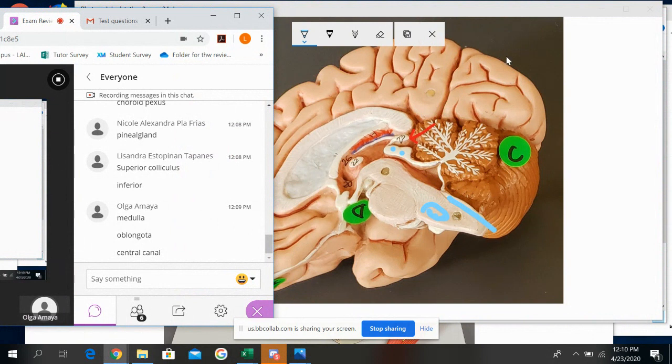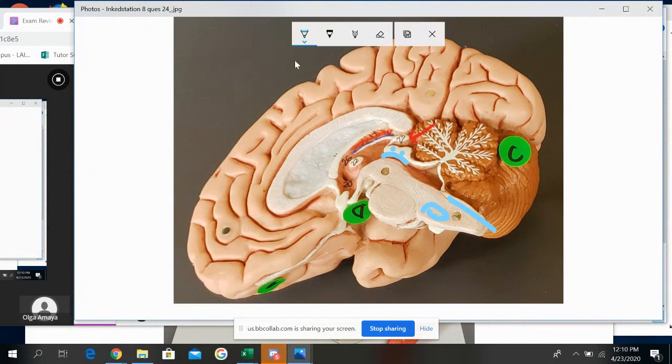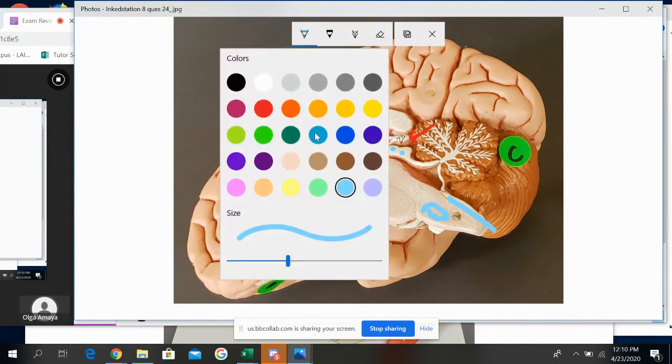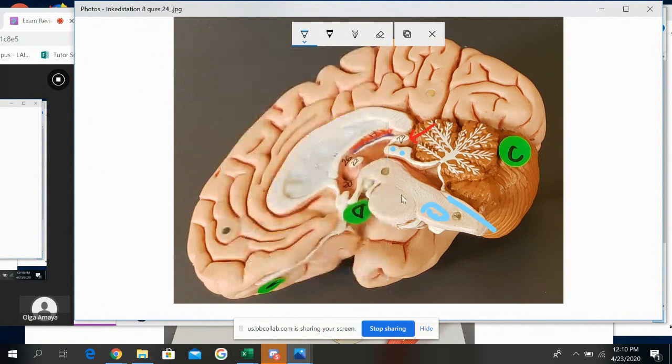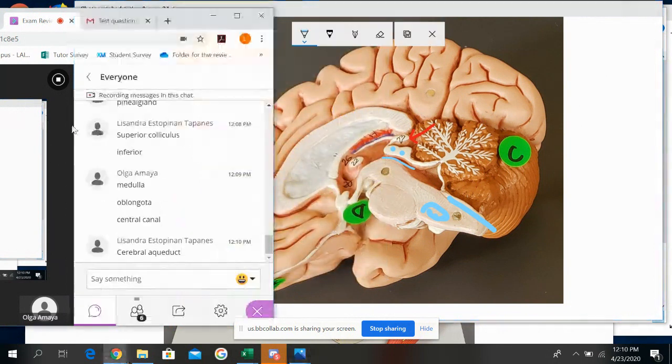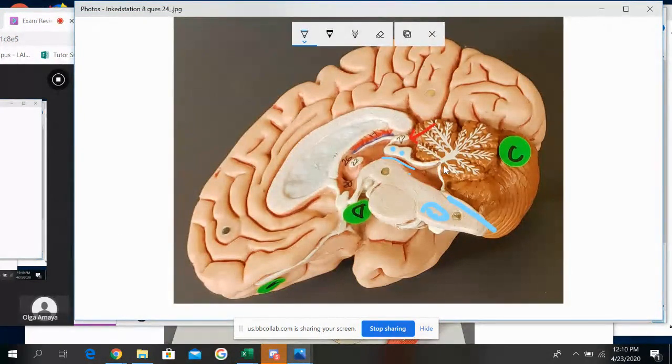If I can hit you guys with a hard one since you guys know all this. What about this thing right here? Let me erase that. Make it thinner. What about this thing right here? Your cerebral aqueduct, very good. Yes. So, what does your cerebral aqueduct connect? It connects two structures. What are those two structures?